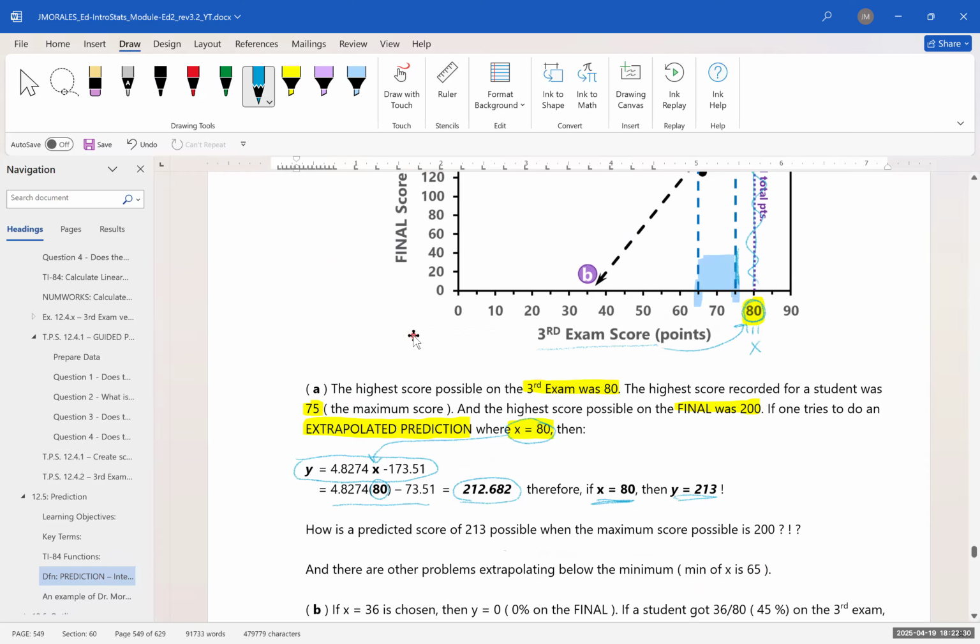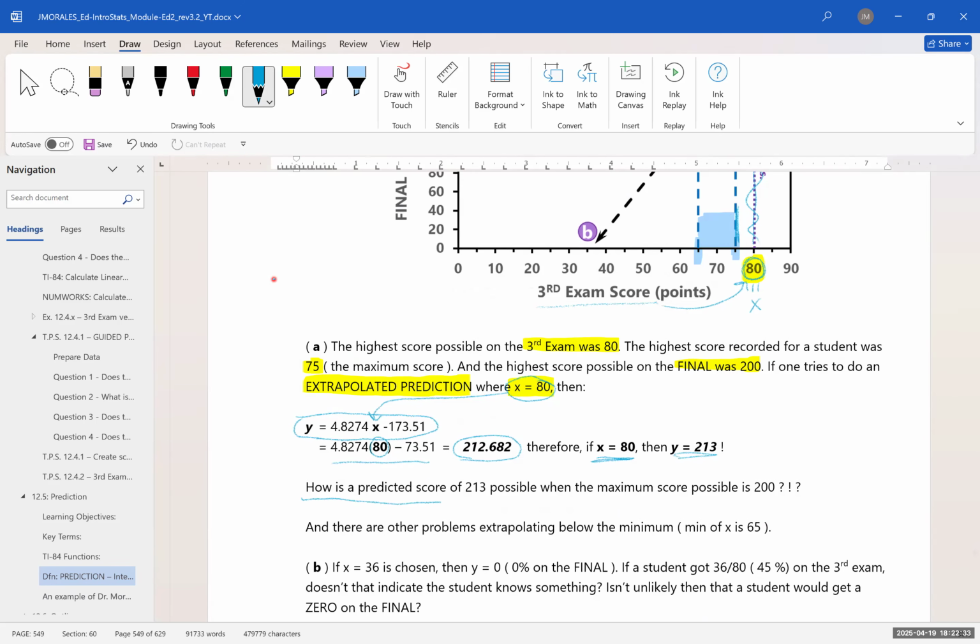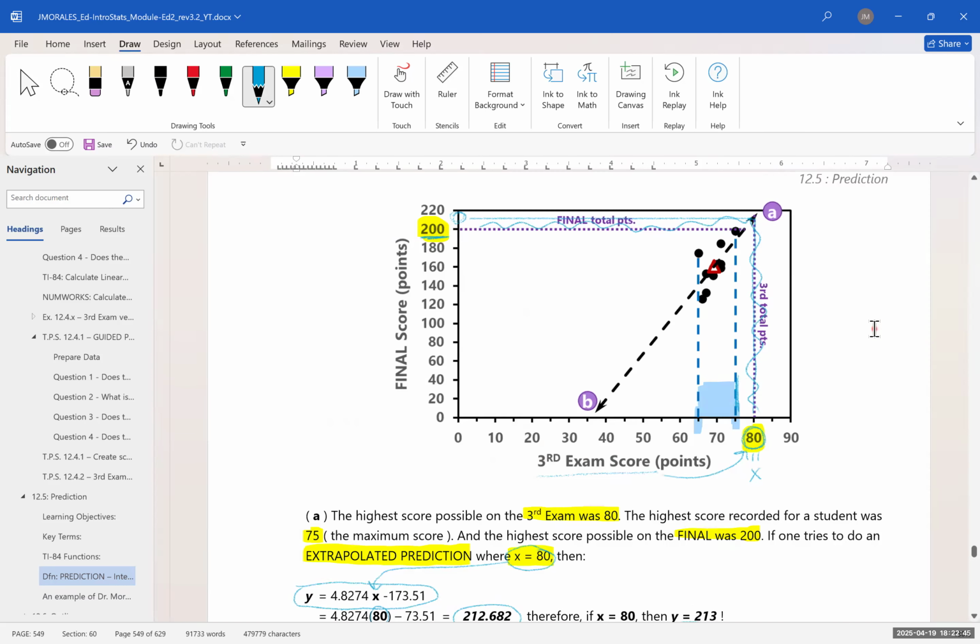So the question is, how is a predicted score of 213 possible when the maximum score on the final is 200? So what we've done is we've used this line of regression in a risky way, and it produced a prediction that is invalid, that isn't possible. Okay. So whenever you're trying to extrapolate predictions, you have to be very careful about how you're doing it and why you're doing it. That's why it's generally considered to be safe to do interpolated predictions within the x values of the range of your data.